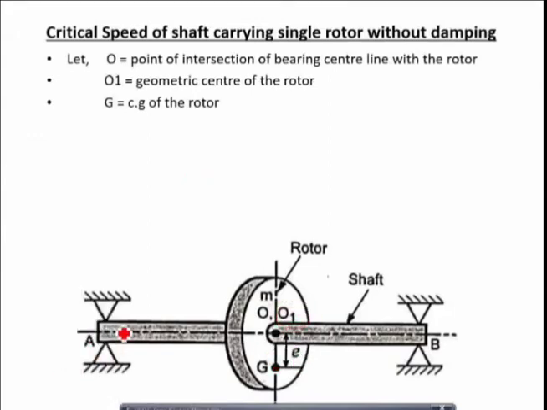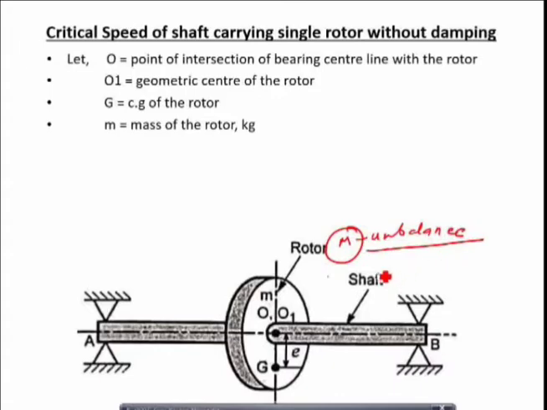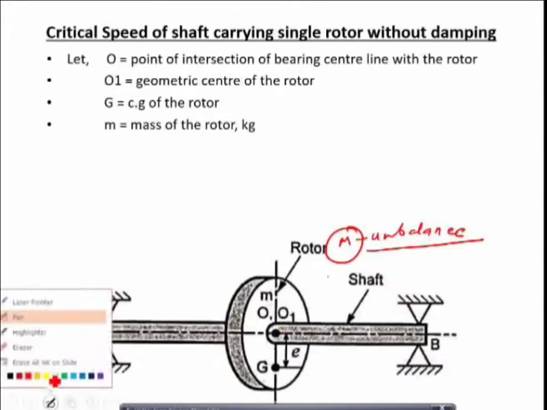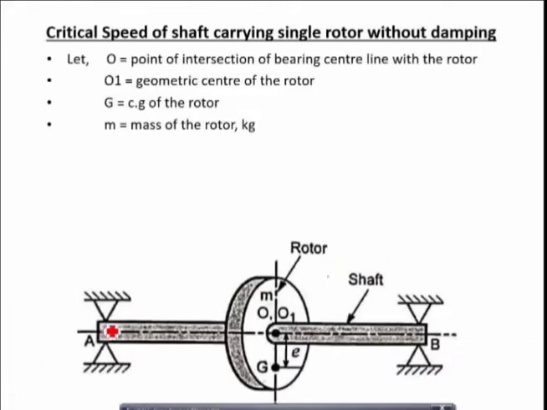We have already seen the reasons for the eccentric mounting. Then m is the mass of the rotor, which is also called the unbalanced mass. Why is it called unbalanced mass? Because the CG of the rotor is at an eccentric distance e from the axis of rotation, or from the point O1. That is why this mass m of the rotor is the unbalanced mass. e is the eccentricity of the rotor in meters.